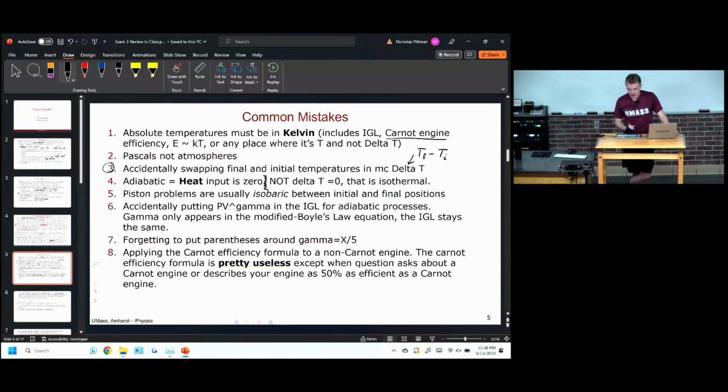Okay, number 5, there's a piston problem on the practice exam. These, even though they don't look like it, they're isobaric processes between the initial and final. The reason is that the gas needs to support a certain amount of weight beforehand. Then you cool it, and it's going to compress until its pressure is strong enough again to support what's on top of it. Okay, so piston problems, you should try applying the isobaric equation, which is Charles' law.